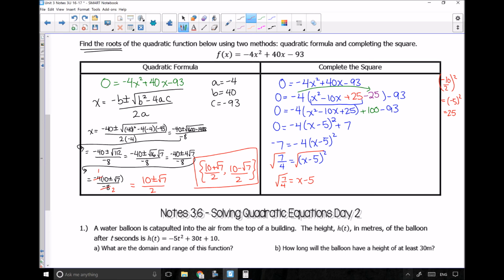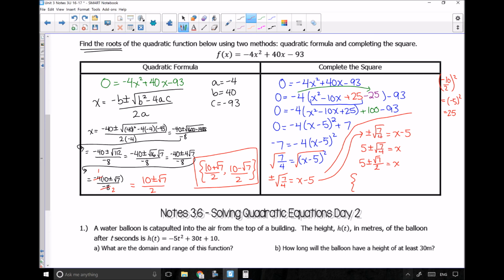But don't forget that when you square root something, you have two possible answers: positive square root of 7 over 4 and negative square root of 7 over 4. Okay, so then I'm just going to rewrite this over here, and then like that, equals x minus 5. To get the x by itself, I get rid of this minus 5. So I get 5 plus or minus the square root of 7 over 4 equals x. Now, this answer looks a little bit different, and we're going to talk about why it looks different. First of all, I cannot square root 7. But I can square root 4, and I get a 2 in my denominator. So this is the first piece right here that's important that we make sure we understand, okay?